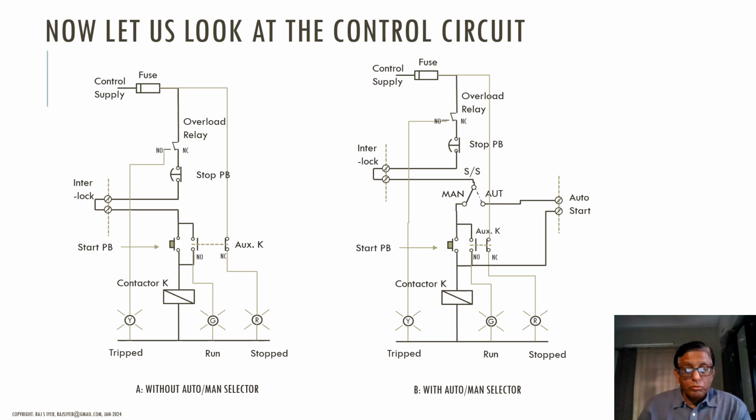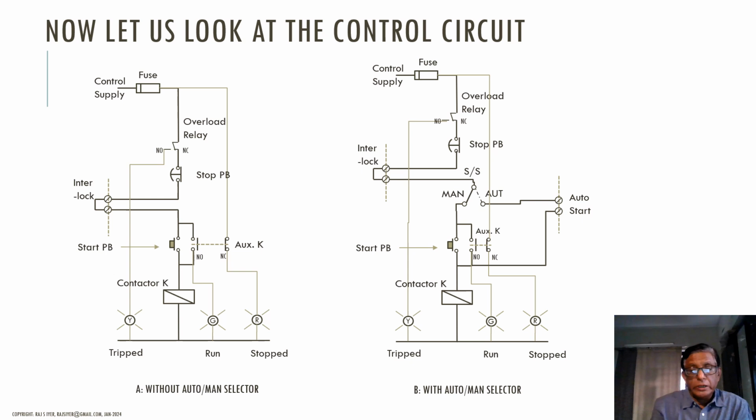There are two commonly found arrangements. One kind of control circuit has got an auto manual selector switch, which is shown on the right side, and the more common arrangement is shown on the left hand side. This comes without an auto manual selector switch. It's a simple latching circuit. Now we look at how it works.